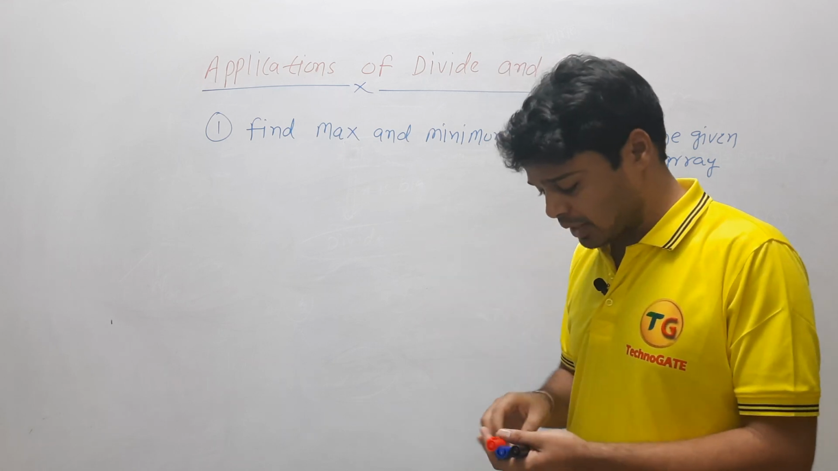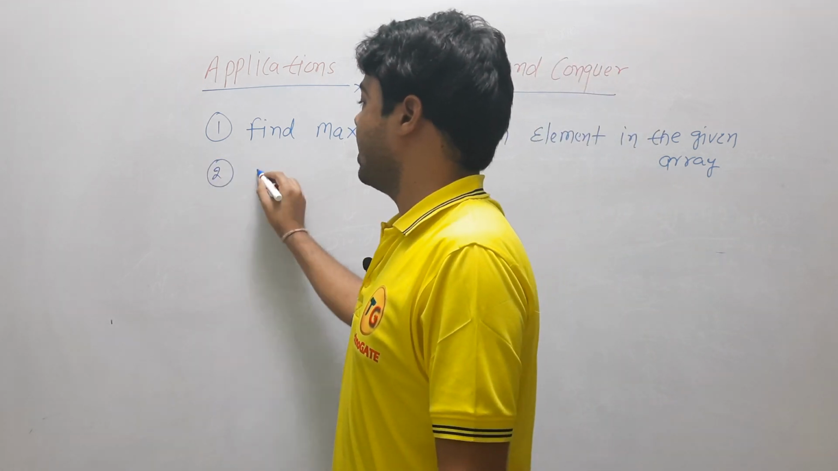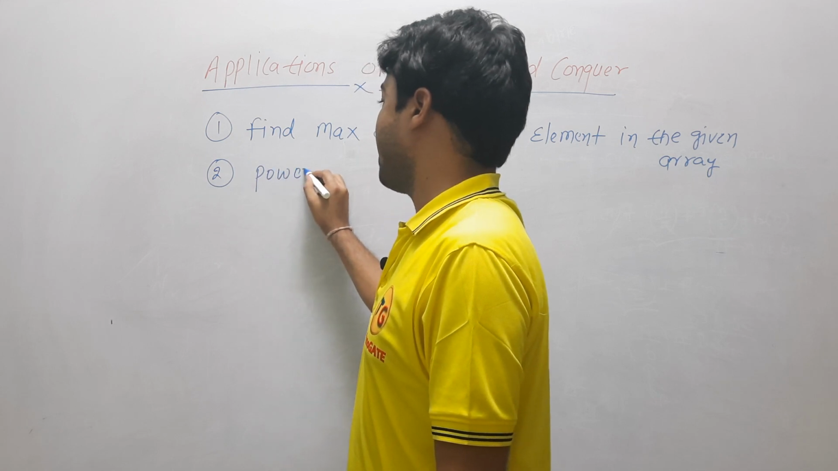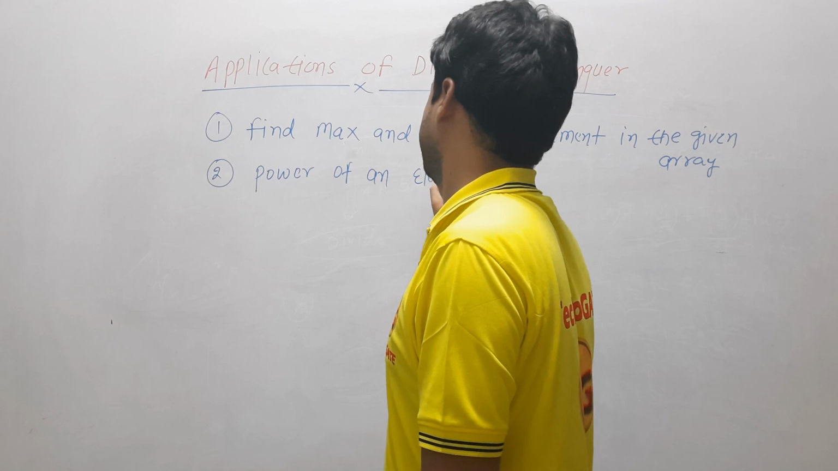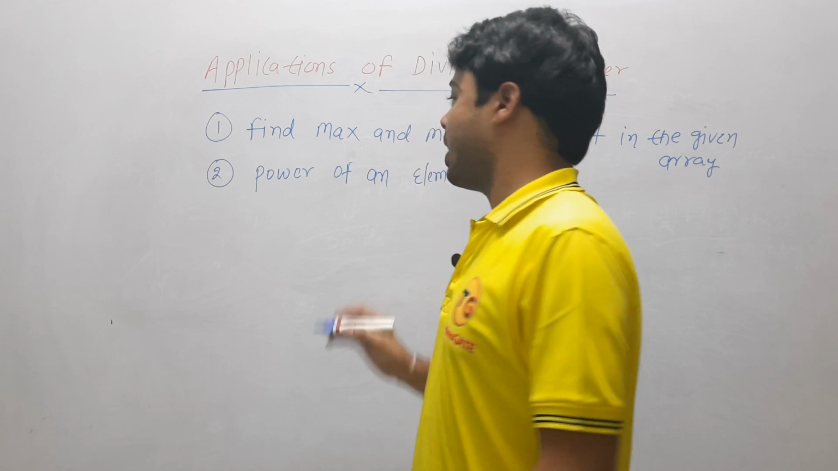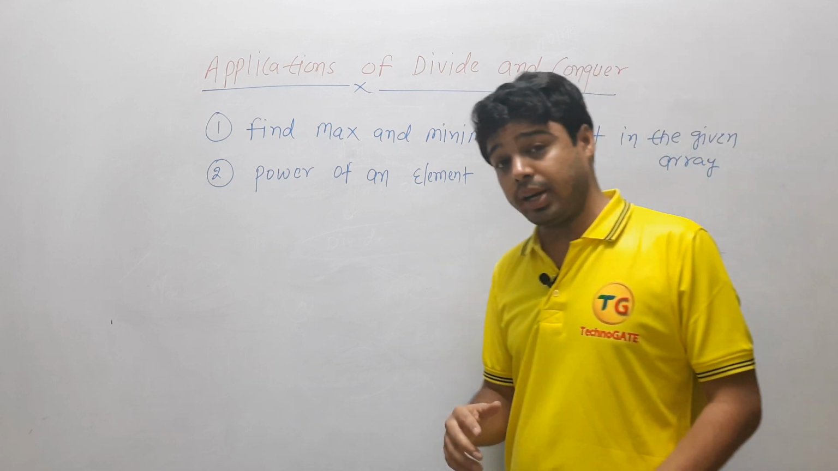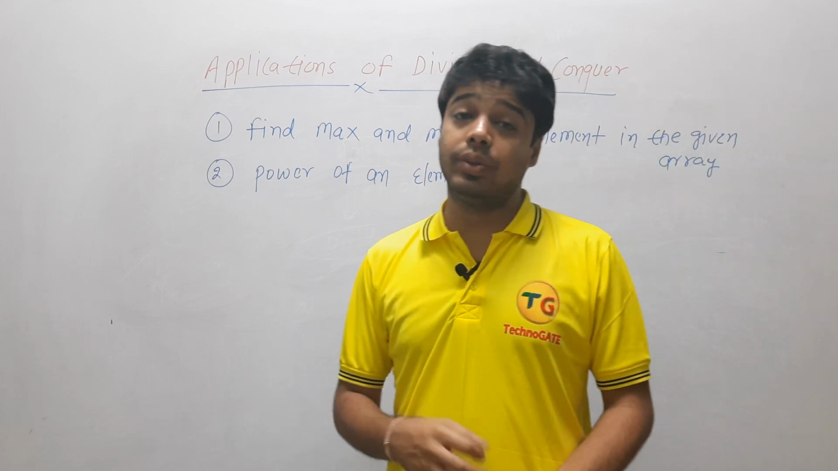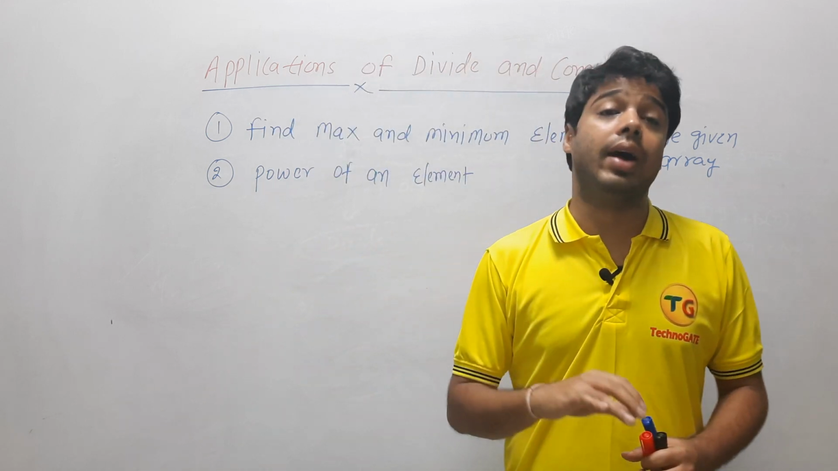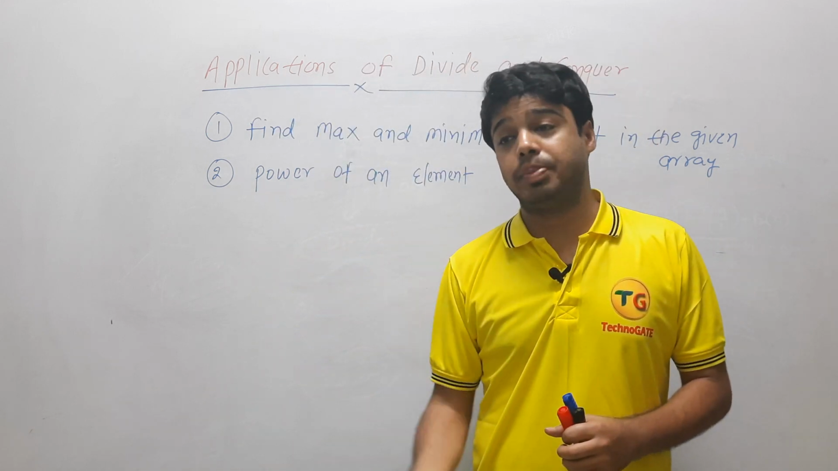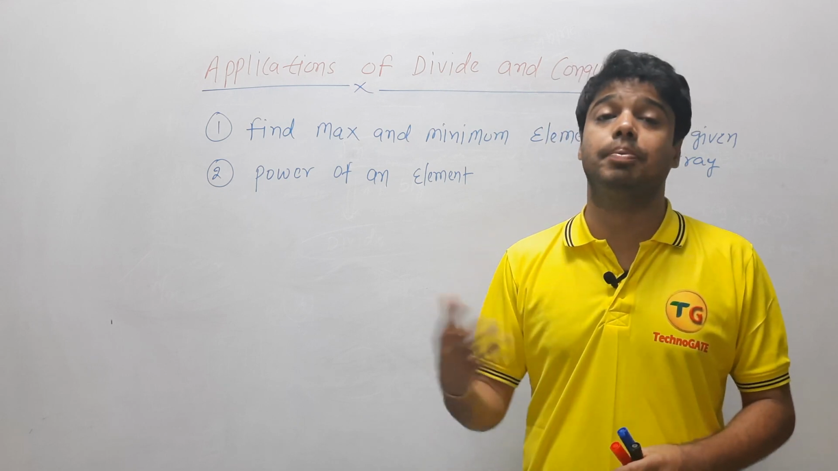Okay, the next important application is the power of an element. How to find the power of an element here? Again we apply the same thing, without divide and conquer and with divide and conquer, and again we differentiate: is power of an element best without divide and conquer, or with divide and conquer? Which one is the best here?